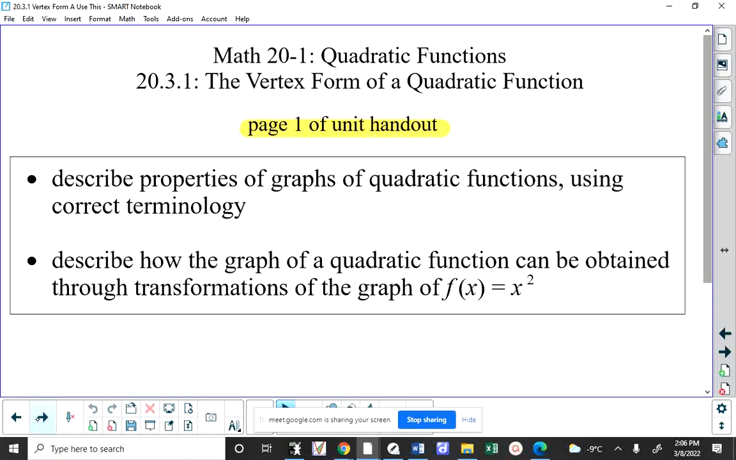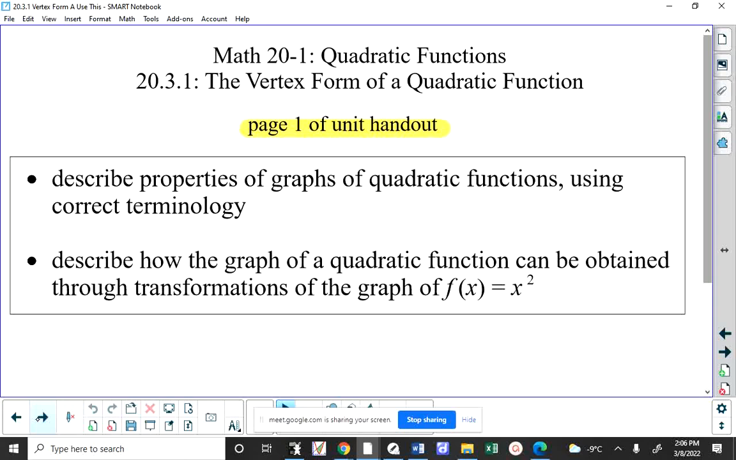So what are we doing today? We're going to be describing properties of graphs of quadratic functions using appropriate terminology. Linear functions, that's Math 10. When you graph them, they're a line. That's why we call them linear. Quadratic functions have an entirely different shape, and that's what we're going to learn about first.